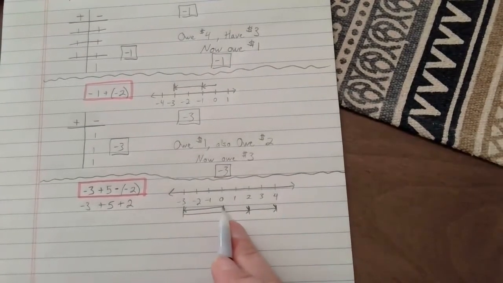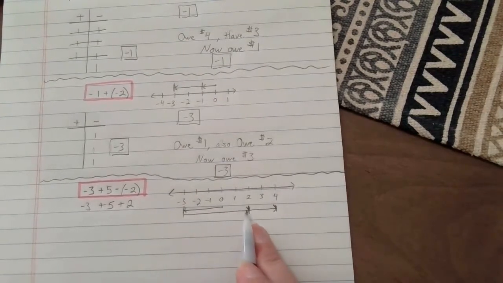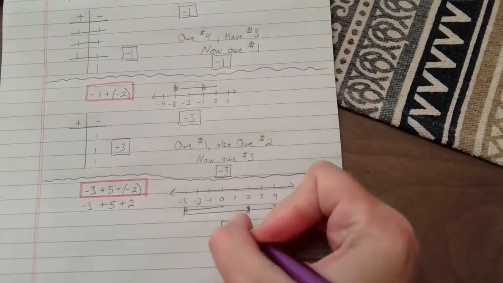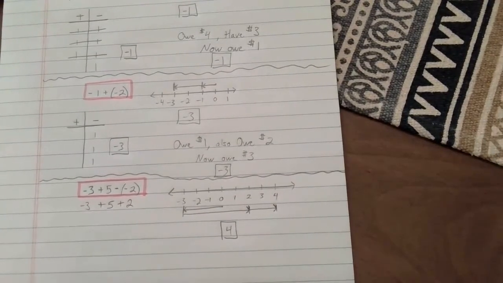We had a -3, so that was 3 to the left. And then from there, a +5, counting 5 spots over. And then from there, counting +2 again, 2 more to the right. The answer should be 4. Is that what you said? Hopefully you did. Can I do that with my plus and minus table?